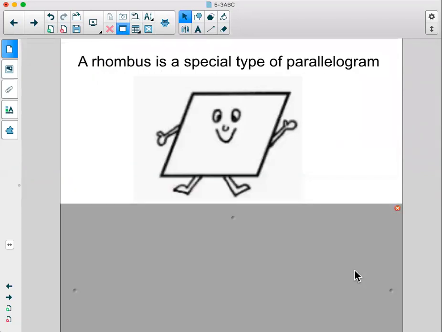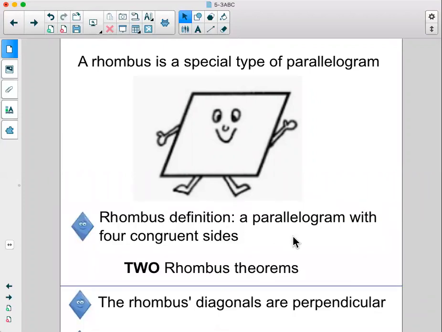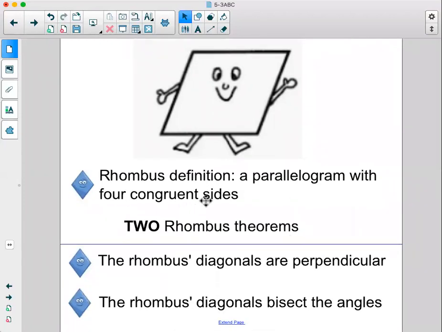Plus, the rhombus has a couple extra snazzy features that are only true for the rhombus. There's the definition of a rhombus, a parallelogram with four congruent sides. And then there are two theorems about the rhombus, and they both have to do with the diagonals. The first theorem is the rhombus's diagonals are perpendicular, and the second theorem is the rhombus's diagonals bisect those corner angles.